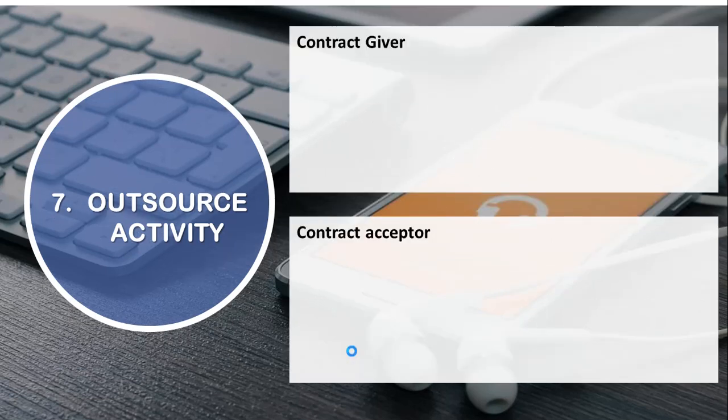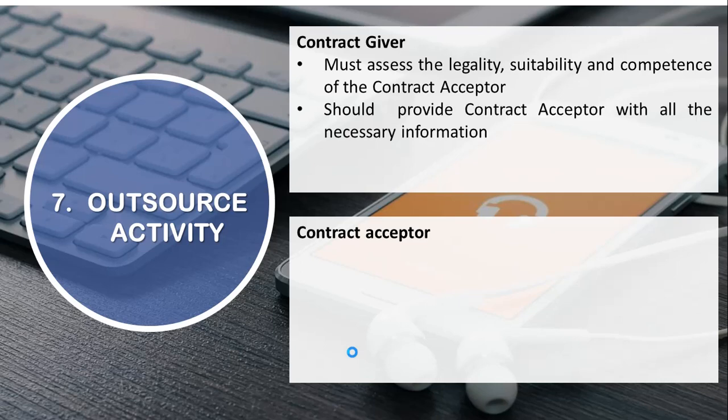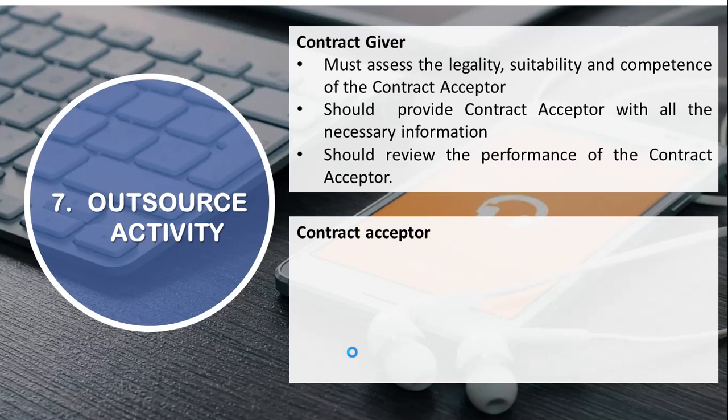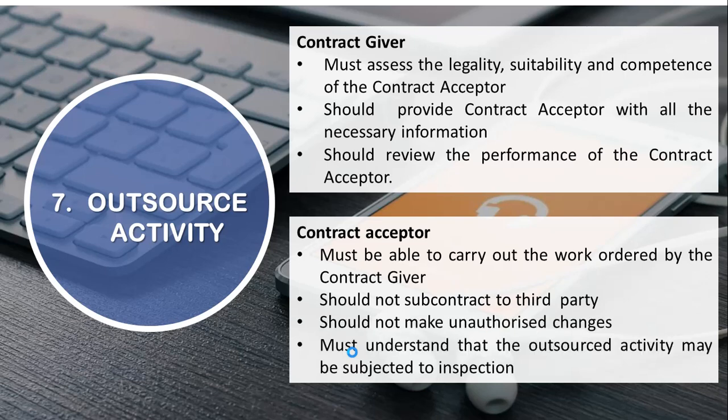The contract giver or the manufacturing organization must assess the legality and the competency of the appointed contract acceptor. The contract giver must also review the performance of the task given to the contract acceptor. Meanwhile, the contract acceptor must be able to carry out the task ordered by the contract giver and must not subcontract to a third party. There shouldn't be any unauthorized changes. The contract acceptor also must understand that they may be subjected to inspection by the organization.